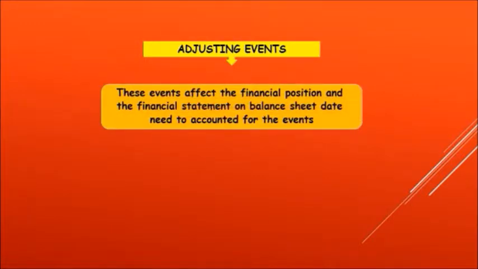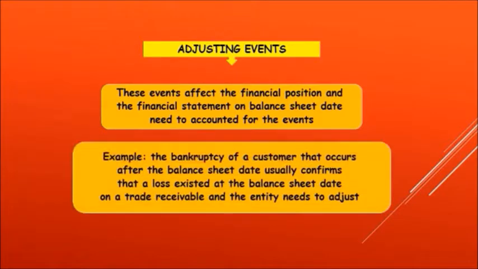Adjusting events are events that affect the financial position and the financial statements at the balance sheet date, and the entity needs to account for them. As an example, the bankruptcy of a customer that occurs after the balance sheet date usually confirms that a loss existed at the balance sheet date on a trade receivable, and the entity needs to adjust.